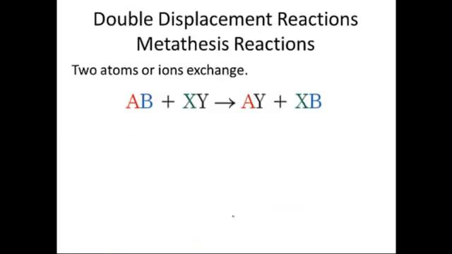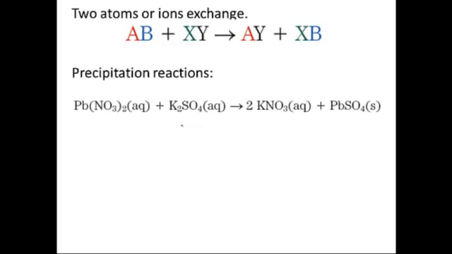A double displacement reaction is by far the most important of all these reactions we're talking about, and that's where two atoms or ions exchange. So if you have A, B, and X and Y, B ends up with X, and Y ends up with A. And most of the time, these involve two ions exchanging. And so the first, we're going to look at three different kinds of these reactions.